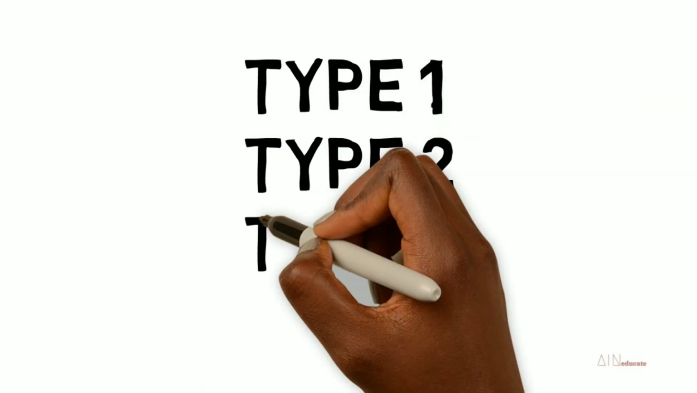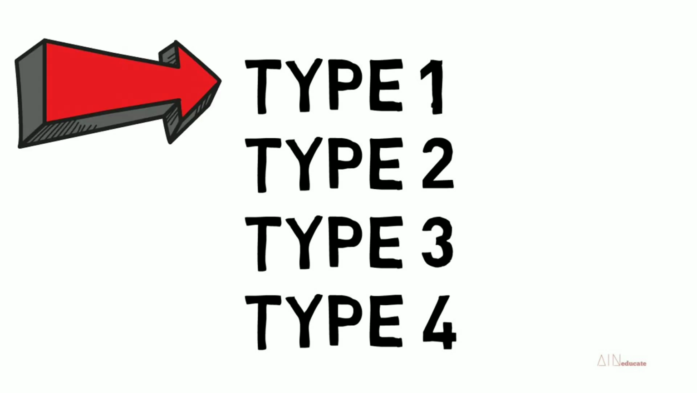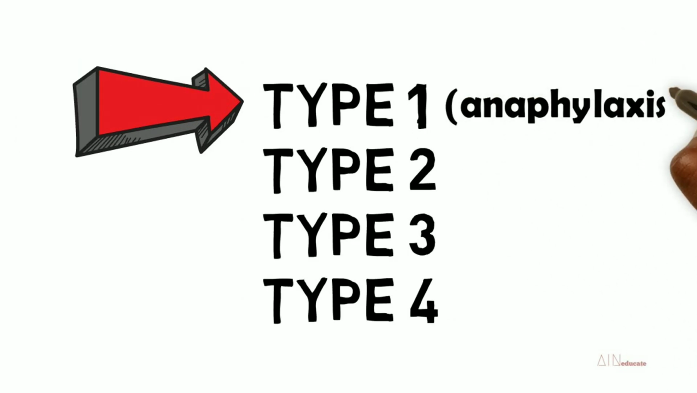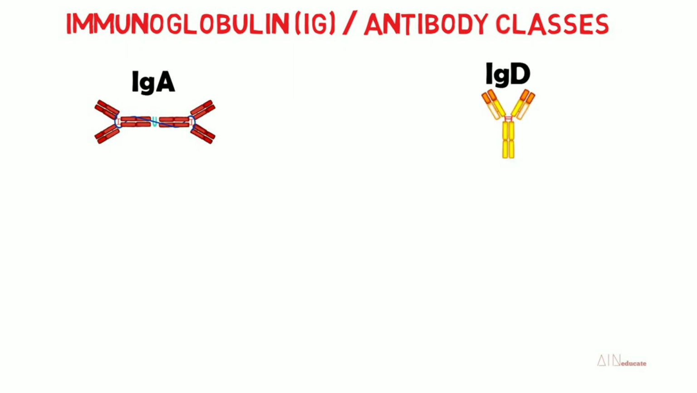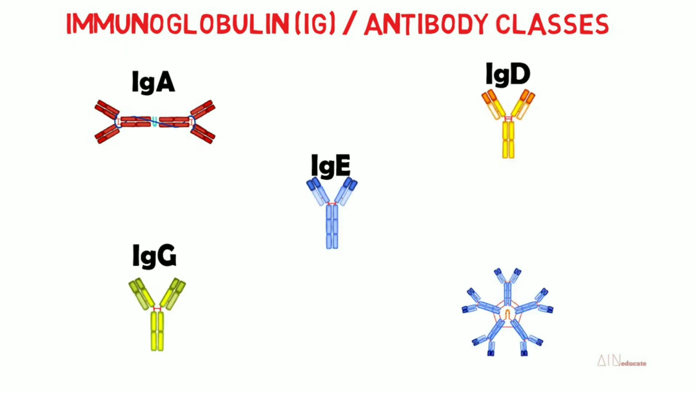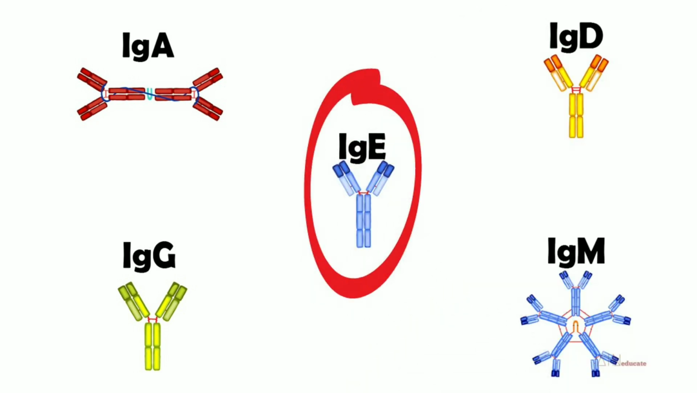There are 4 types of hypersensitivity reactions. In this video, we will talk about the first type of hypersensitivity, what is known as type 1 hypersensitivity. Type 1 hypersensitivity or anaphylaxis is mainly identified with the type of antibody or immunoglobulin class that the body produces to attack the invading object. Out of the 5 antibody classes, namely IgA, IgD, IgE, IgG, and IgM, IgE is the antibody which characterizes a type 1 hypersensitivity reaction and so is a good marker for the diagnosis of type 1 hypersensitivity.